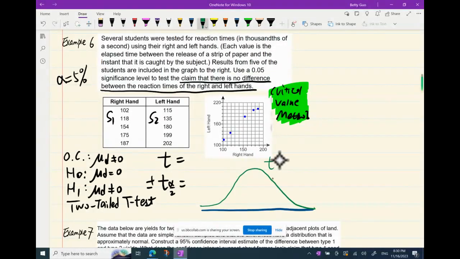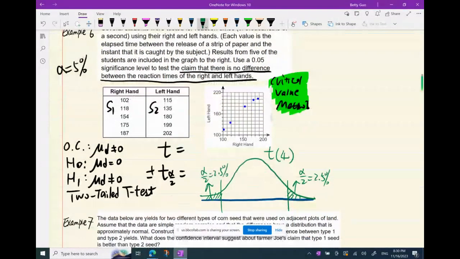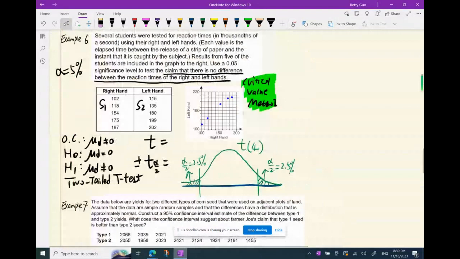Simple t distribution. Sample size is 5. 1, 2, 3, 4, 5. So the degree of freedom is 4. And since it's a two-tailed test, we have alpha over 2 here, which is 2.5%. We have another alpha over 2 here, which is 2.5%. And we are going to have two critical values. This one is t alpha over 2. This one is negative t alpha over 2.